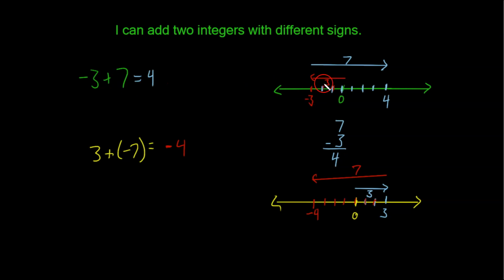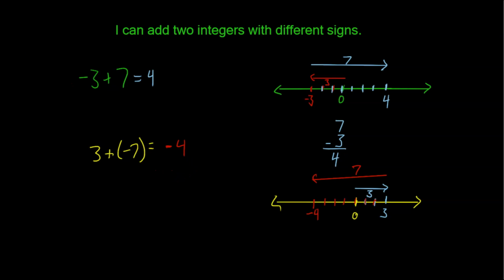Similarly, with this first example, our positive number had a greater absolute value. So we ended up with a positive answer. Okay, so whenever we're adding two integers with different signs, look at the two numbers' absolute values. Whichever number has a greater absolute value, you keep that sign, and you subtract. You find the difference between their absolute values, and that's going to be your answer.